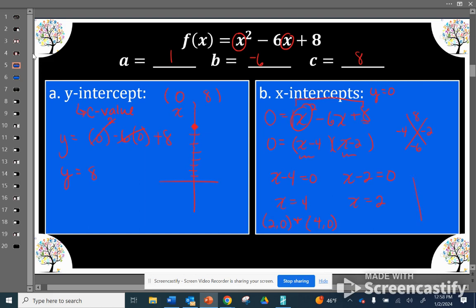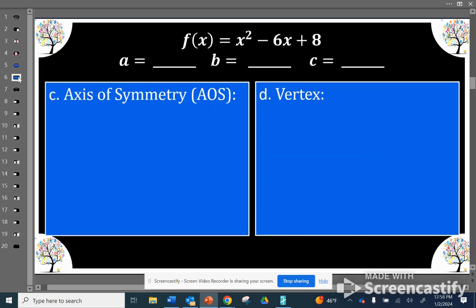And again, if we were doing a sketch, 1, 2, 1, 2. And then we had our y-intercept, 1, 2, 3, 4, 5, 6, 7, 8. So we would have 3 points. The other thing that I always take note of is the direction. I know this parabola is going to turn up because our A value is positive. So that's another thing to take note of.